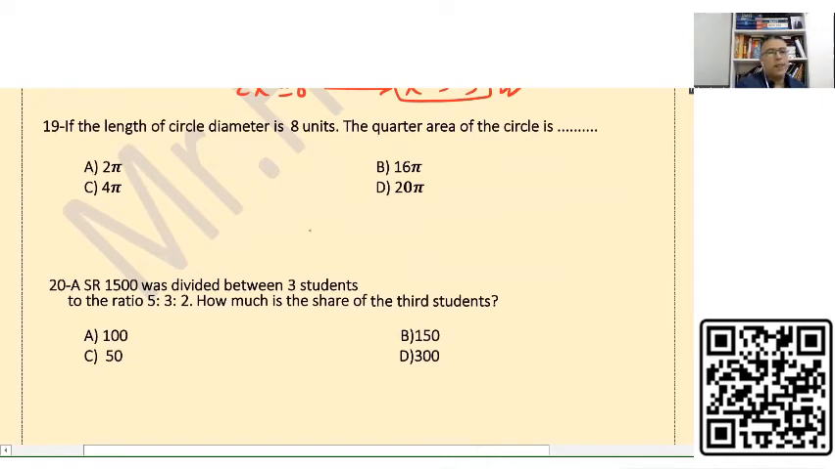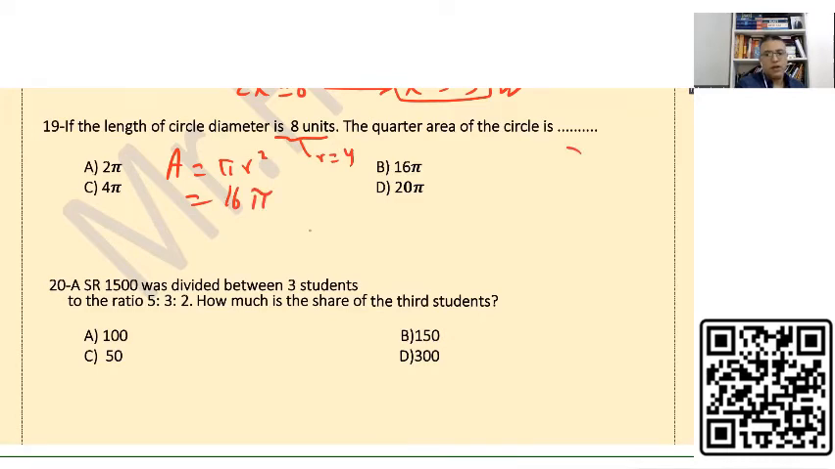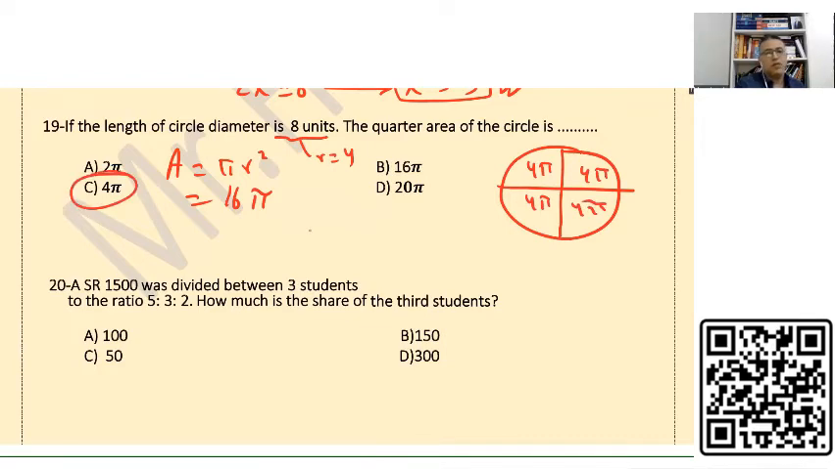Question number 19. If the diameter of a circle is 8, then find the quarter area. So I want to find the area of the circle, which is pi r squared, and r is equal to 4, so it's 16 pi. If you have a circle whose area is 16 pi, divided by 4, each part represents 4 pi. So a quarter of the area is 4 pi.